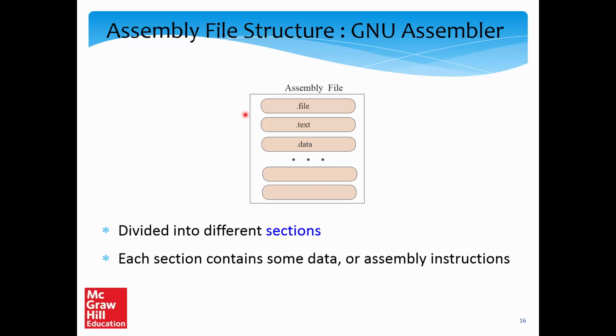If I consider a certain assembly file, the first part of the assembly file contains some meta information like the name of the original program that this assembly file corresponds to. The .text section corresponds to all the instructions, and the .data section corresponds to all the data that is accessed by the program, particularly all the constants. The important point to note over here is that an assembly file is divided into different sections, and each such section is demarcated with identifiers. In the GNU assembly case, these identifiers are .file, .text, and .data.